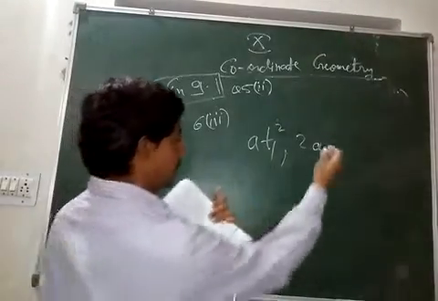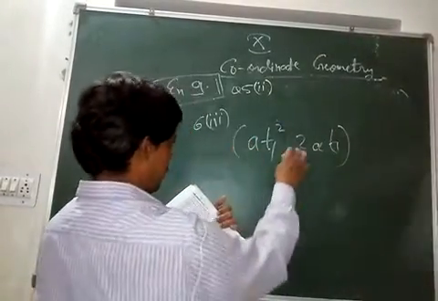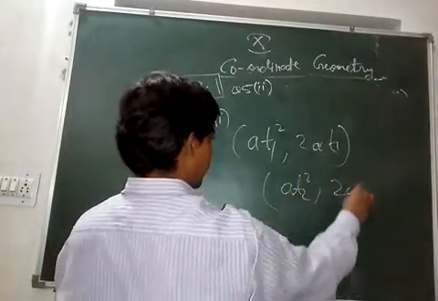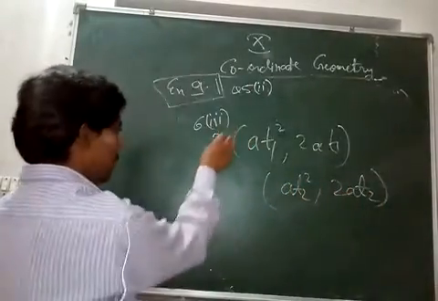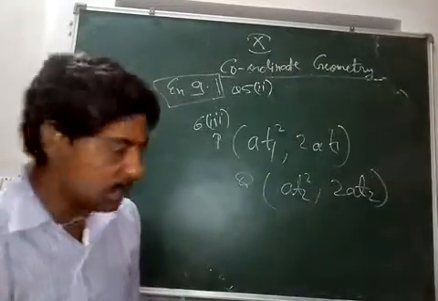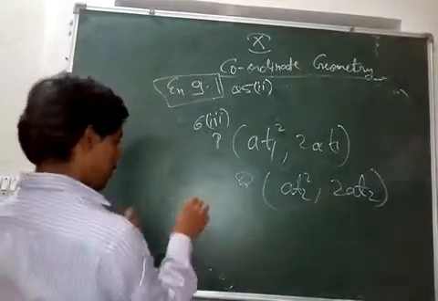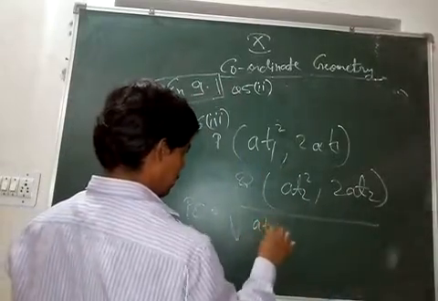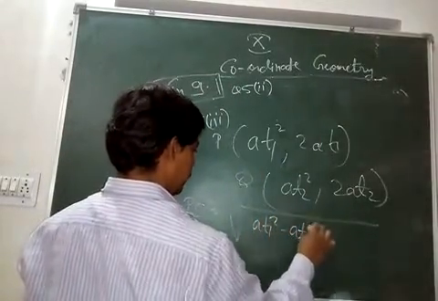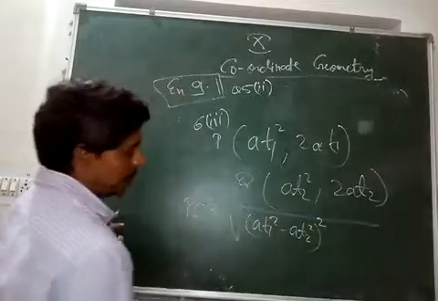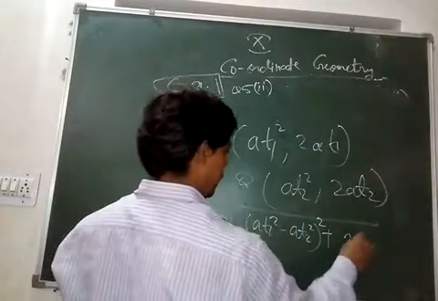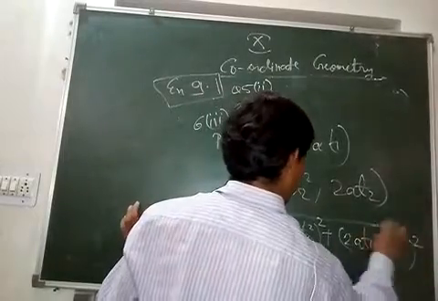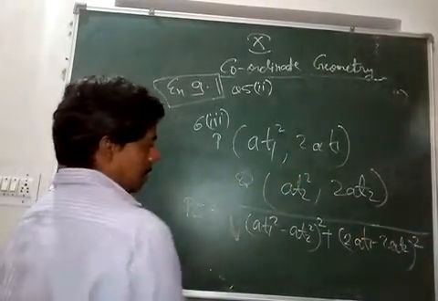So 2a t1, and another one is a t2 square, 2a t2. Okay, this is P and this is Q. So what is PQ? PQ is the root of, let me write this, a t1 square minus a t2 square whole square, plus 2a t1 minus 2a t2 whole square. So we'll just solve this much, and it's easy to understand.